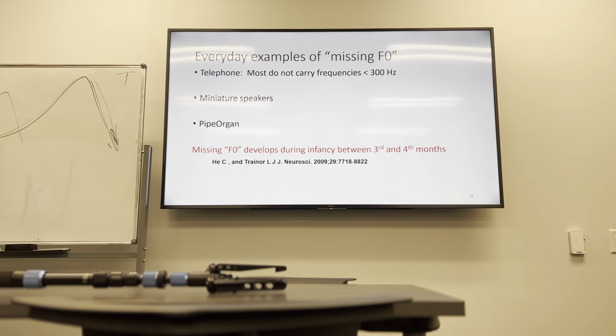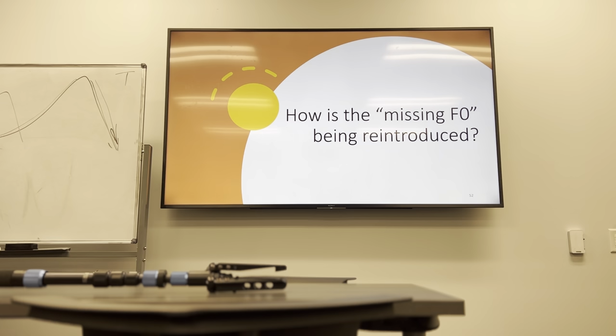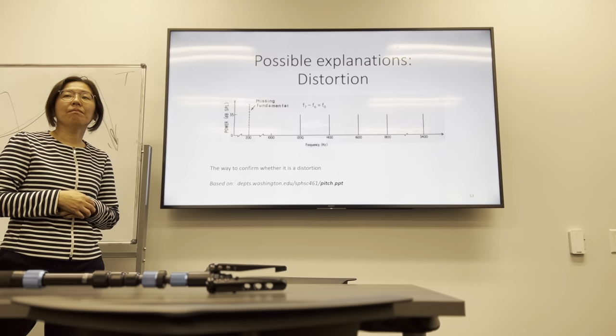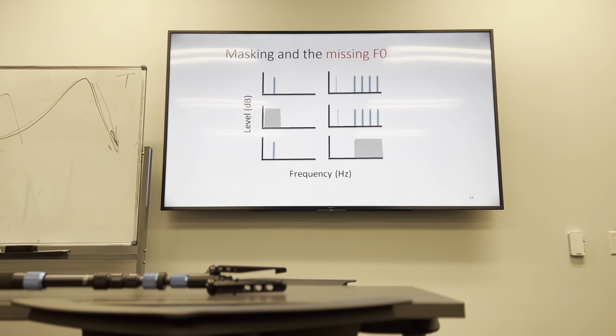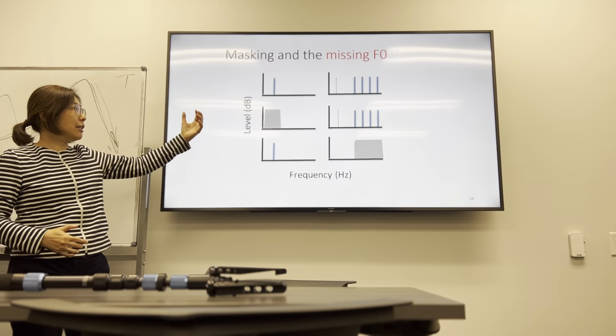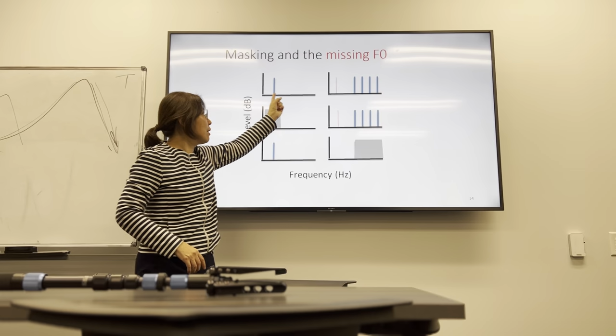All right, how is the missing fundamental being reintroduced? So it's missing, but how can our brain catch it? The way to confirm whether it's a distortion: now think about the distortion. You're masking and missing the fundamental. So this is how we think about the experiment to reintroduce this missing fundamental.